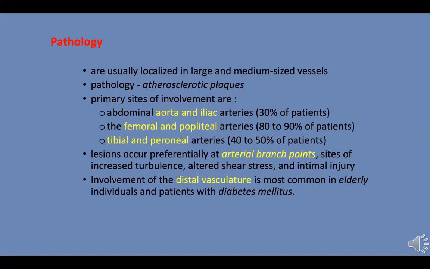The lesions occur preferentially at arterial branch points, sites of increased turbulence, altered shear stress, and intimal injury. Involvement of the distal vasculature is most common in elderly individuals and patients with diabetes mellitus.